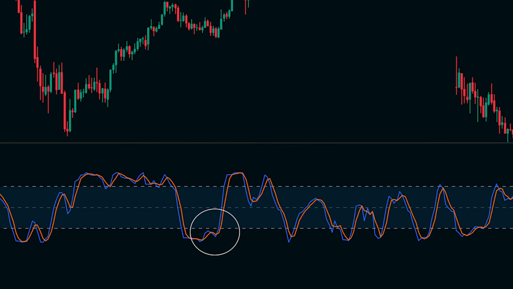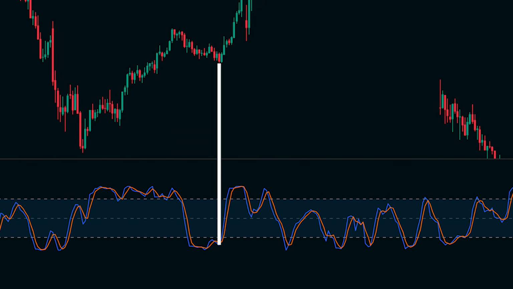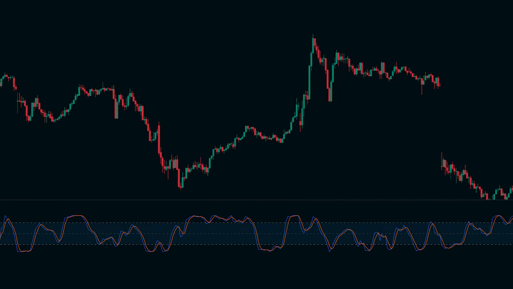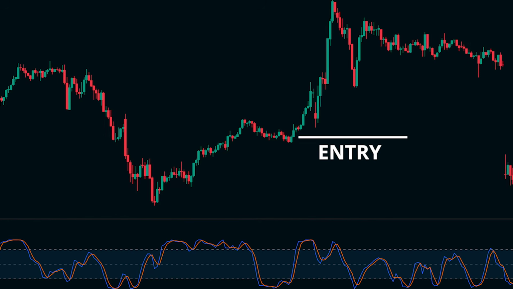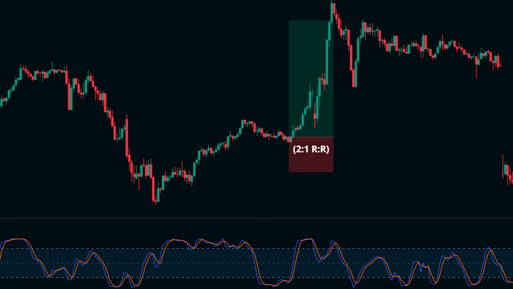Then %K crosses above %D, while both lines are still below 20. That is our entry signal. A strong green candle forms at this level, confirming that buyers are stepping in. We enter a buy trade at the close of the confirmation candle. Our stop loss goes below the recent swing low. Our target is a 2-to-1 risk-reward ratio.